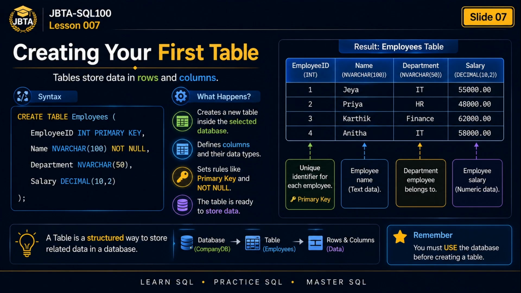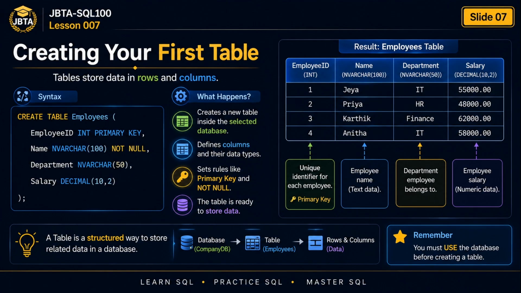After displaying the SQL statement, explain it from top to bottom instead of reading the entire code at once. Point to each line and say: CREATE TABLE creates a new table. EmployeeID, unique identifier. INT, whole numbers. PRIMARY KEY, no duplicate values. NVARCHAR, text data. NOT NULL, value is mandatory. DECIMAL(10,2), numbers with 2 decimal places.